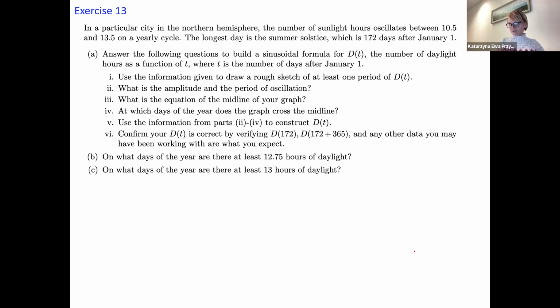We have lots of questions, but what is important? It's important to get the nice graph and to get the formula. Yes, we have to get the formula for this scenario, the trigonometric formula. Okay, that's what we have. In a particular city in the northern hemisphere, the number of sunlight hours oscillates between 10.5 and 13.5 hours on a yearly cycle.